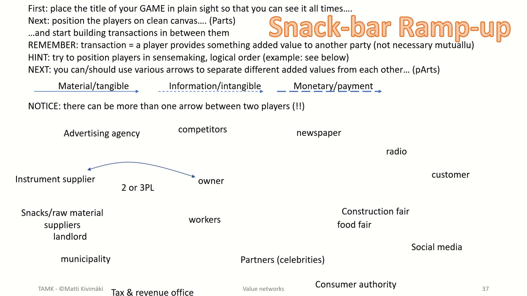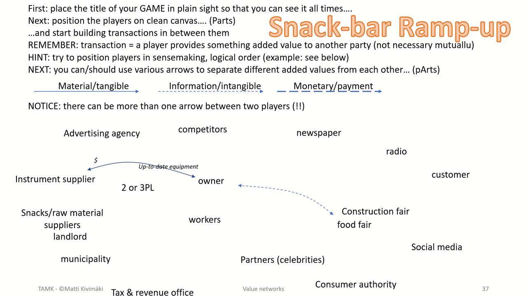Above you see the tangible, intangible and monetary transactions that are possible between the players, and when I'm thinking of a Snack Bar Ramp Up starting from zero where we have got nothing, of course we do need instruments to cook our offerings, so we need some kind of instrument supplier. What would the instrument supplier provide as tangible added value to the owner is up-to-date equipment, and of course in turn they receive money for it.